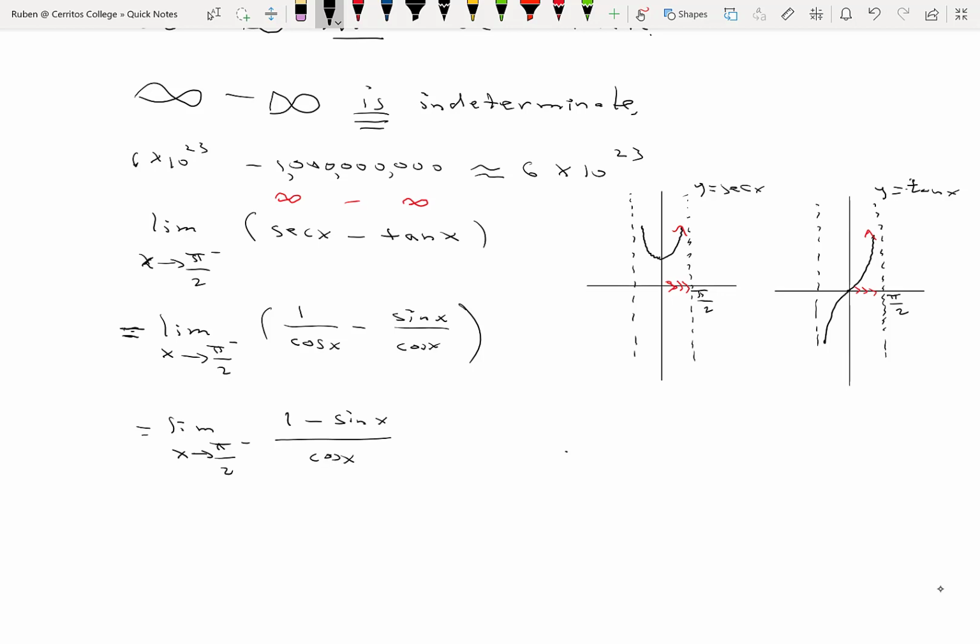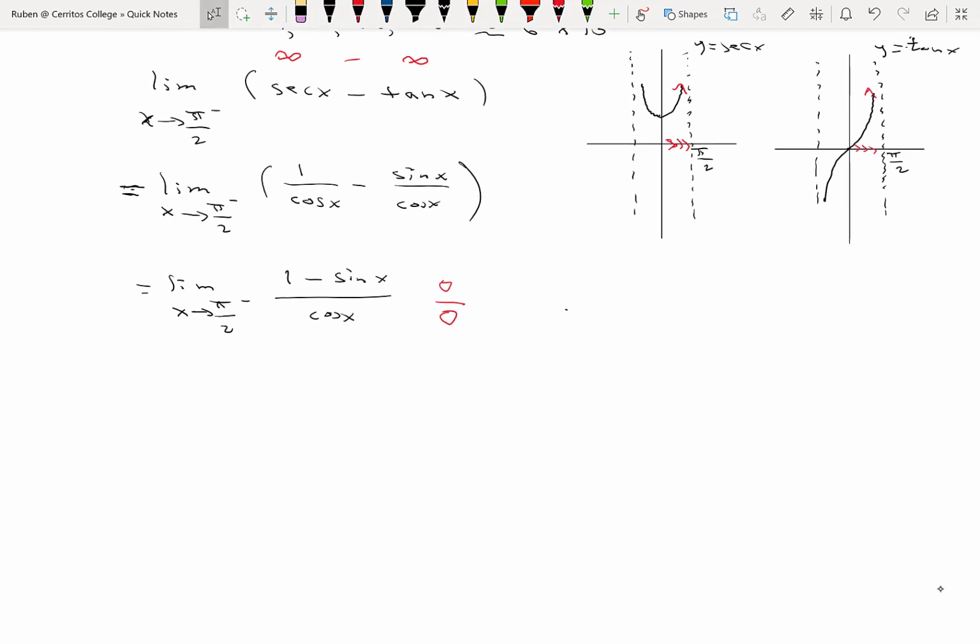Now we don't just randomly apply L'Hopital's at this point. We make sure that we can. So as x approaches pi over 2 in the numerator, the sine is approaching the sine of pi over 2, which is 1. And 1 minus 1 is 0. As x approaches pi over 2 from the left, or through any direction, the cosine is approaching 0. So this is indeterminate. So at this point, we apply L'Hopital's.